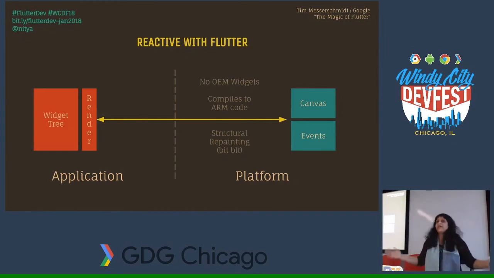So we're rethinking how UI architecture should be. We have our own widgets, right? No longer OEM, all Flutter widgets. We know how to render directly to those elements. We cut out all the middlemen. And when you're done with this, you'll have a widget tree that you're going to talk to our layer. We're going to compile it. It's going to be ARM code, so it'll be super efficient.